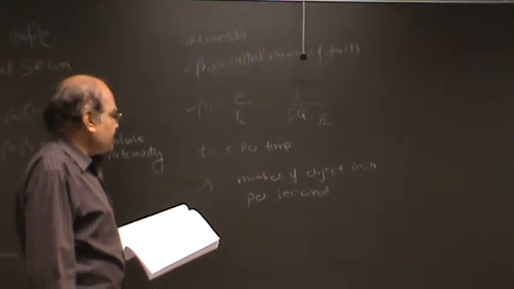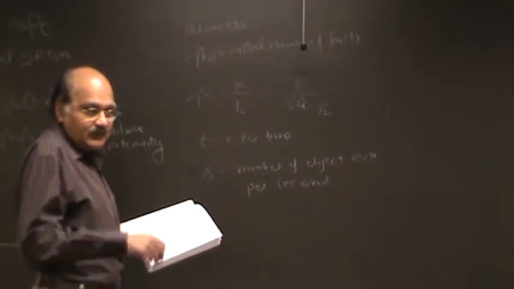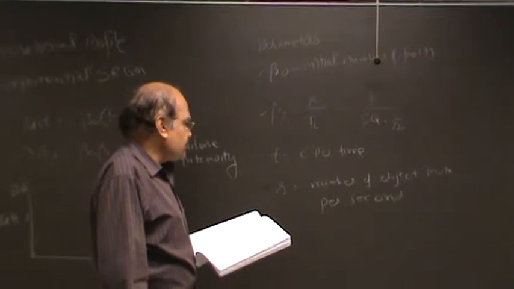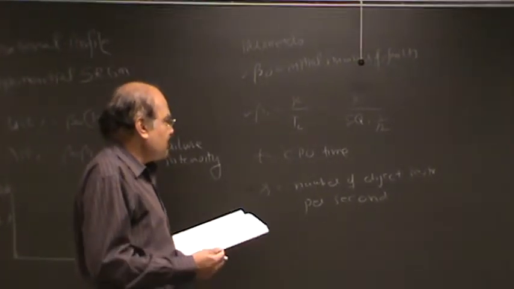So this is referred to sometimes as the MIPS rating or whatever: the number of object instructions executed per second.